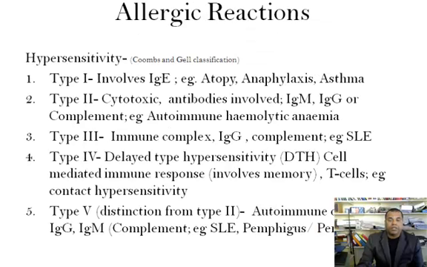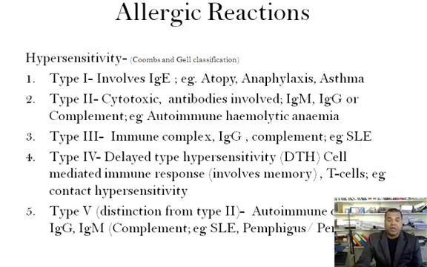So again, if we list them, type 1 involves mainly IgE, and this is where you get anaphylaxis or atopy. Type 2 is where antibodies are involved, IgM and IgG, or complement, for example autoimmune hemolytic anemia. Type 3 is the immune complex, IgG and complement, for example systemic lupus erythematosus. Type 4 is delayed type hypersensitivity, where you get a cell-mediated immune response, and this involves memory. So, for example, contact hypersensitivity involving T cells.